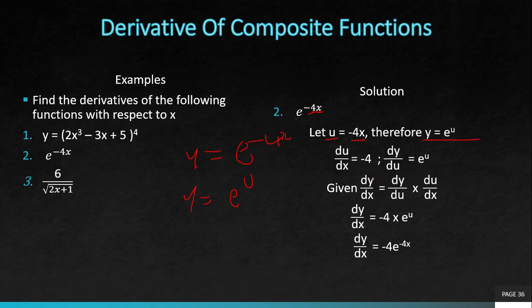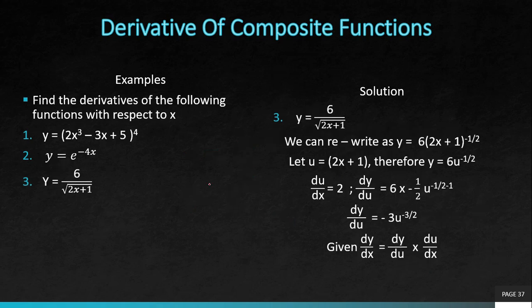Using our formula, we just put our value. So the dy/du here is exponential u. That's why I have exponential u here. Then the du/dx is minus 4. So I have minus 4 times exponential u, which will give me minus 4 exponential u, right? And recall our u is equal to minus 4x, right? So instead of u, I'll write minus 4x. And that is how we got the solution to this question.